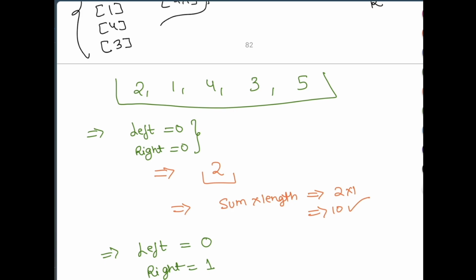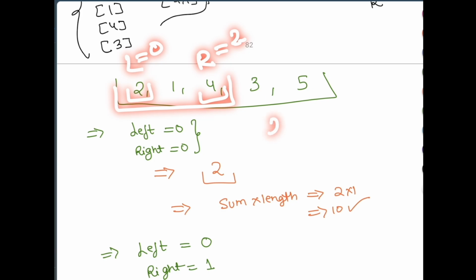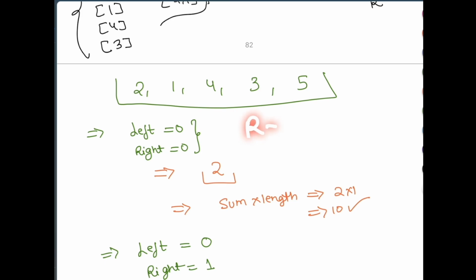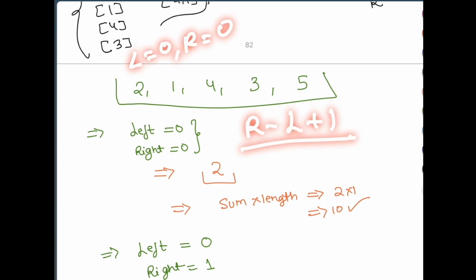Okay, let me show you another example and you can actually guess the formula. If this is your left and this is your right, the left is 0, right is 2. At this point of time, what is the length of your subarray? See, this is your subarray, right? 2, 1, 4. The length is 3. What can be the formula? The actual formula will be right minus left plus 1. If your left is 0, right is 0, then it will be 0 minus 0 plus 1, which is 1. That's the length of your subarray.